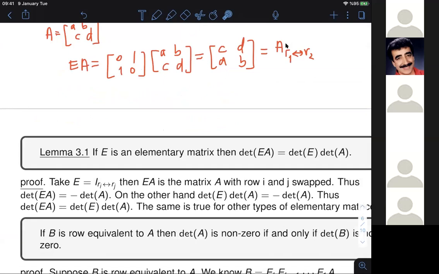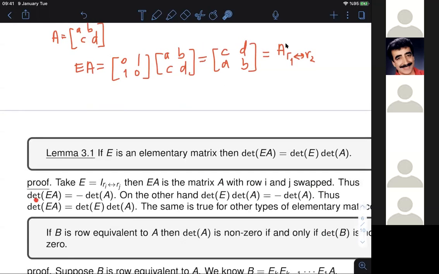Let's go back. Take the elementary matrix, this one. Then E times A is the matrix with row i and row j swapped. So this is what we have seen here. So the determinant here is the negative of the determinant of A. Why? Because you see this matrix has determinant negative of determinant of A.